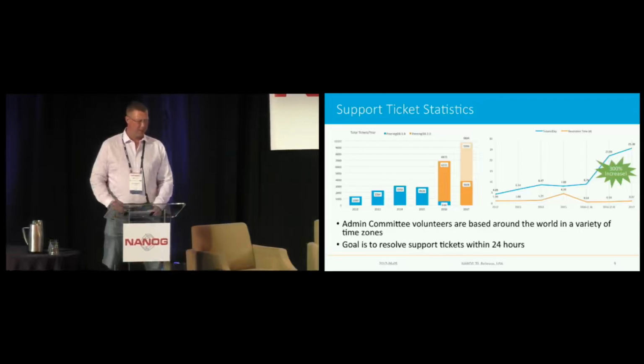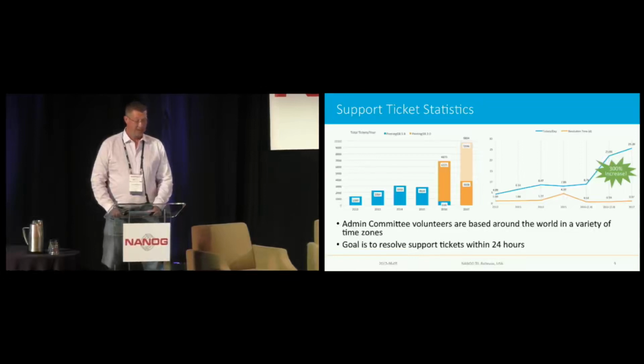And the blue line on the graph is the number of tickets per day, and the resolution time is on the bottom. You can see there's a 300% increase since the launch of PeeringDB 2.0. And this is primarily related to validating new accounts.